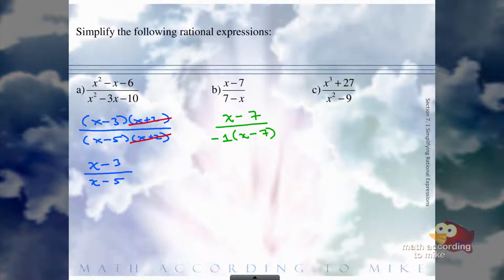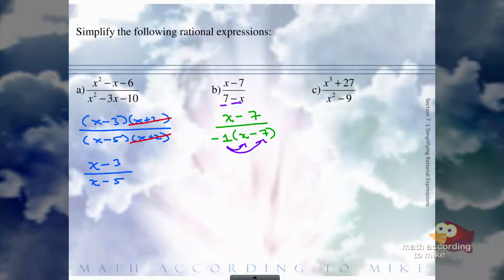If you don't see that right away, that's fine. If you were to distribute that negative 1 back through, that would give you negative x. This would give you positive 7. Well, negative x, positive 7 is the same thing as 7 minus x. So it does not matter how you do it. When you factor it out, you can switch those terms.